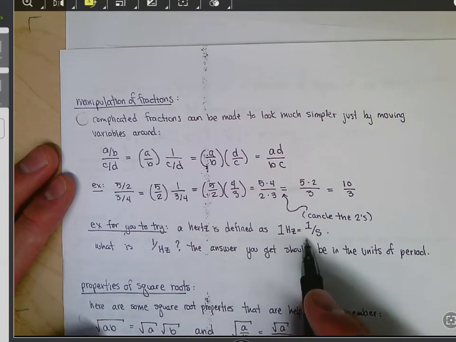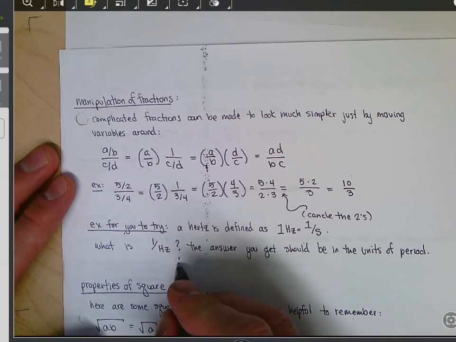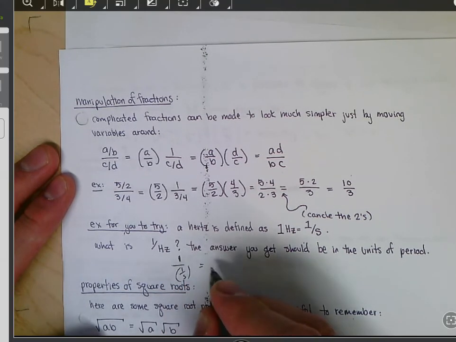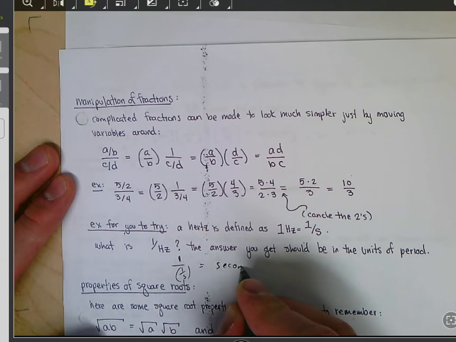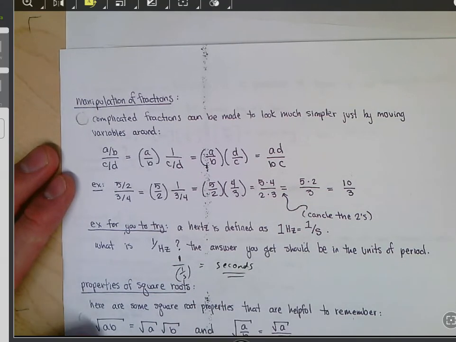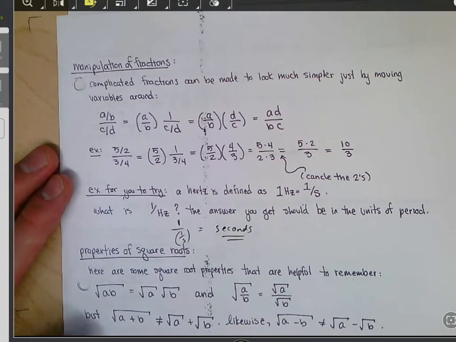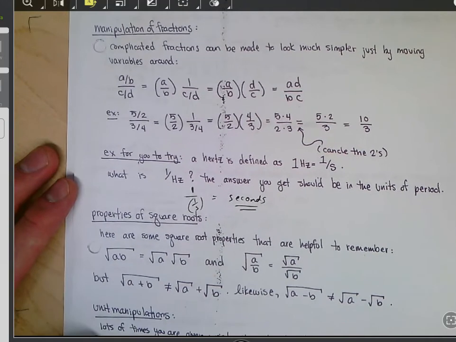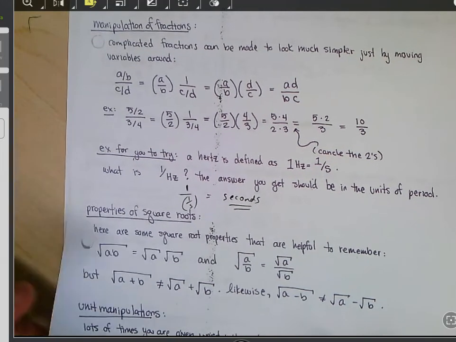A hertz is defined as times per second. So what is 1 over hertz? Well, if we did 1 over hertz, which is 1 over 1 per second, it looks like we're left with seconds. So that's going to be something that we'll see a lot of in the coming weeks. Let's see here, what else is important?